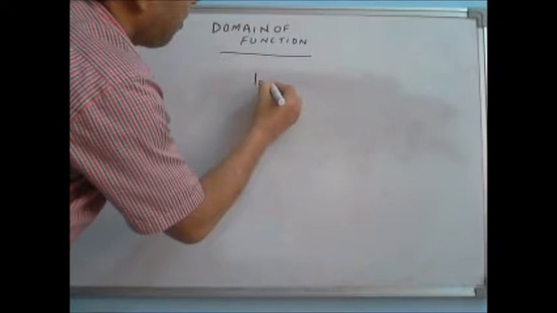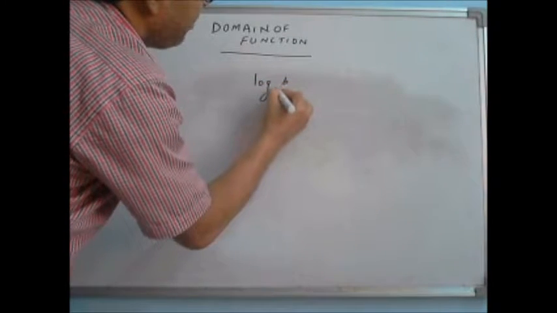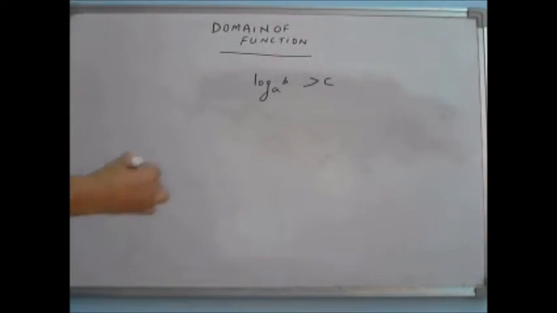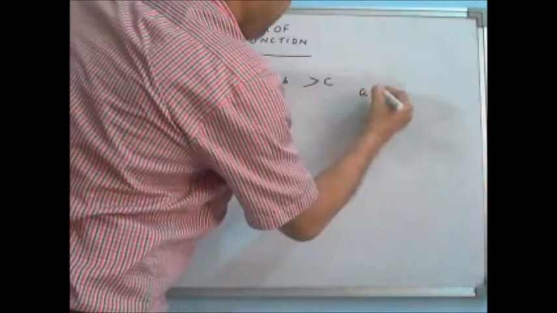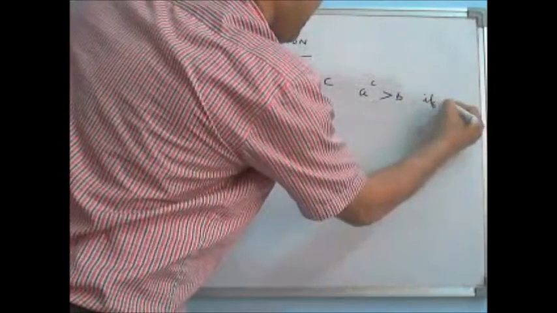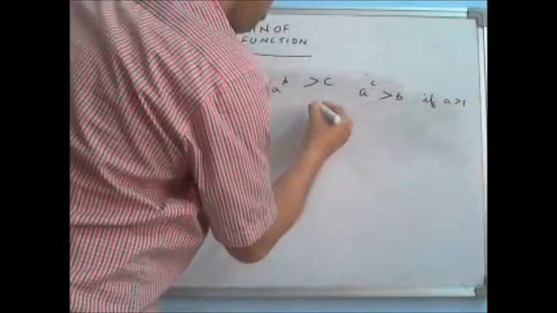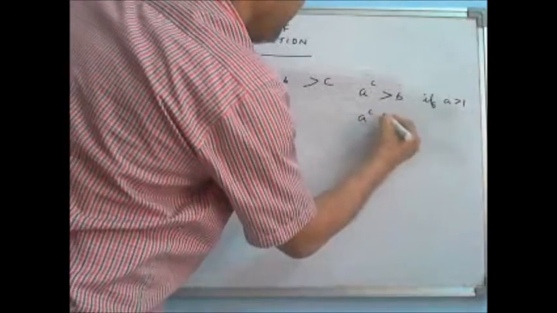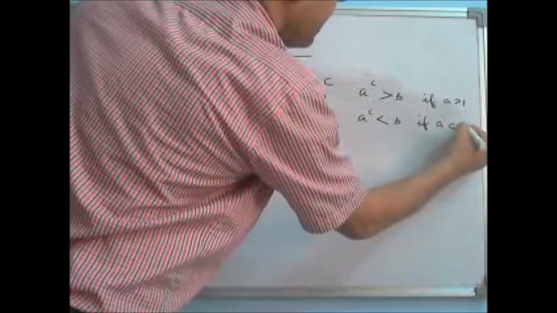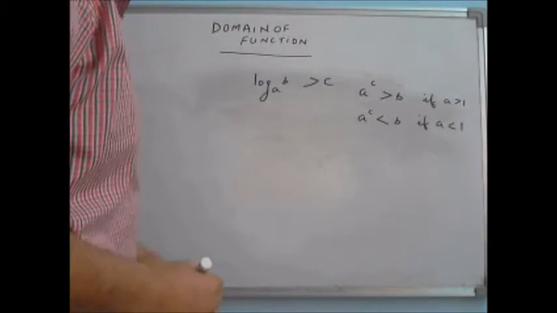Now we will see some more inequations. Suppose log of b to the base a is greater than c. How can we solve? b is greater than a to the power c if a is greater than 1, or b is less than a to the power c if the base is less than 1. Of course, b has to be positive.